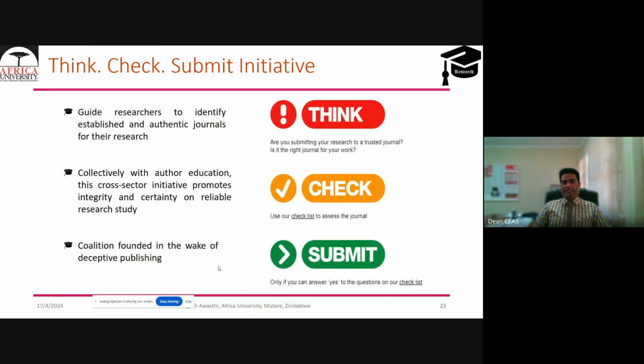Then as I said, think, check, and submit. This is the checklist. When you are submitting your research to a trusted journal, just think, take your time, make your list. As in the previous slide, whatever we discussed, you can make your checklist. Okay, Scopus or not, indexed or not, reachability or not, accessibility by Google or not, something like that. So make your checklist, and see if the journals follow it. If they are okay, then you can submit your paper. So just don't follow what other people are doing. Just make your own list of journals. Just go for that. Okay.